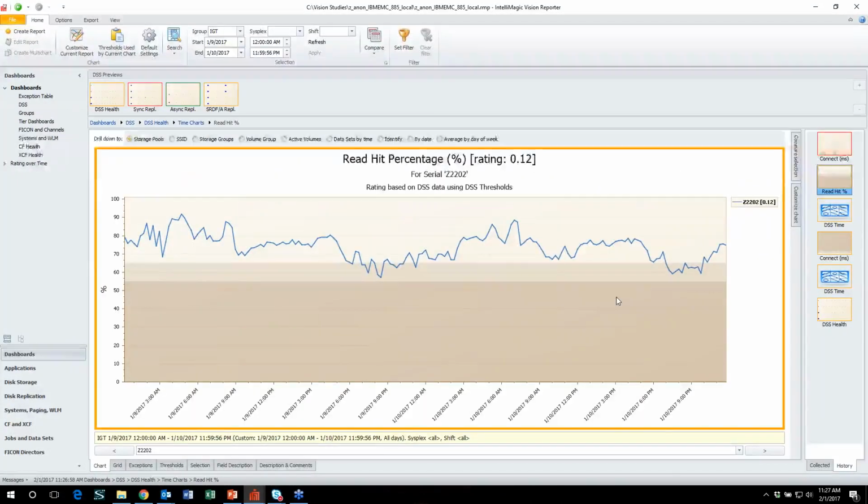So the read hit percentage is an example of where we have what are called fixed thresholds. These are built into the product. This is the embedded knowledge that we've been talking about. In the case of read hit percentage, the lower the number, the worse it is. So the thresholds are here at the bottom. This dark shaded area is what we call the performance exception threshold. If you're down in that zone, you're not achieving what your hardware is capable of.